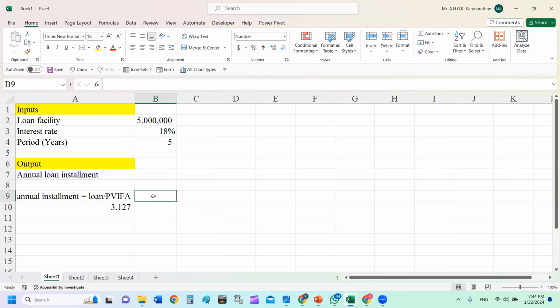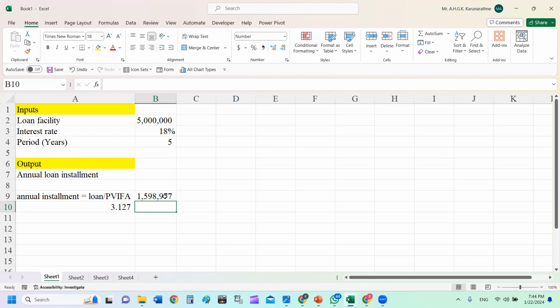Annual loan installment is equal to the loan divided by the present value interest factor annuity. So this should be the annual loan installment. If you take 5 million, you need to pay annually 1,598,977, right?